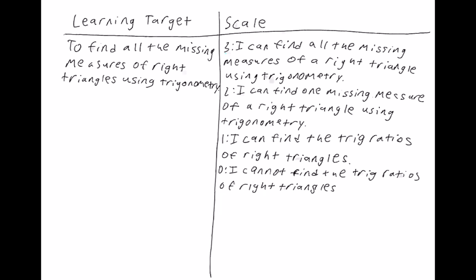For a scale, you're a 3 if you can find all the missing measures of a right triangle using trigonometry. 2, you can find one missing measure of a right triangle using trigonometry. So that can be an angle or a side. And if you can find more than one but you're still not at all of them, then I'd still put you at a 2. You're a 1 if you can find trig ratios of right triangles. So that was a 2 in the last video. And 0, you cannot find the trig ratios of right triangles.